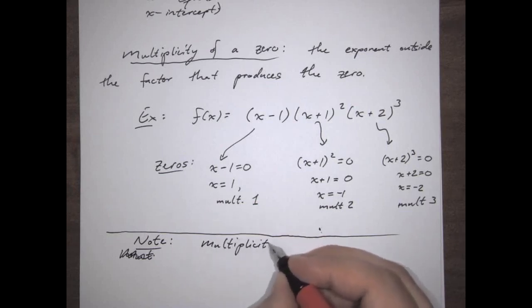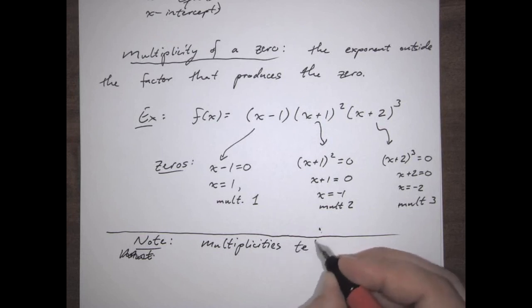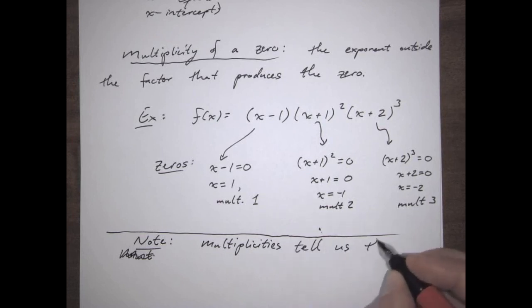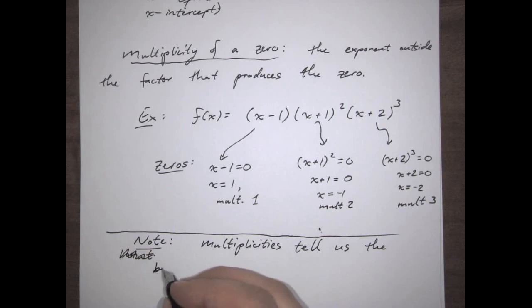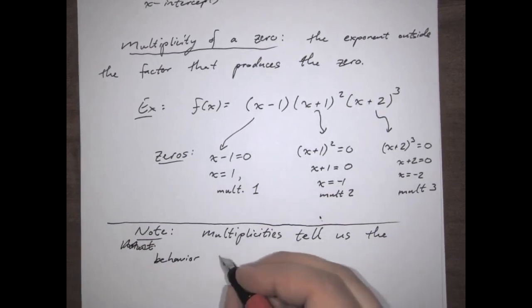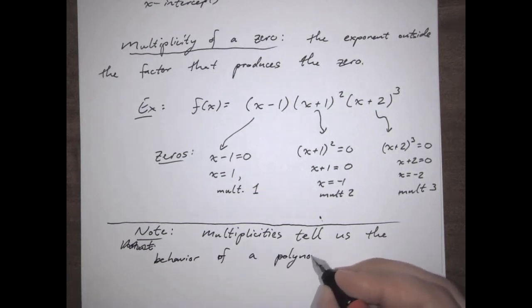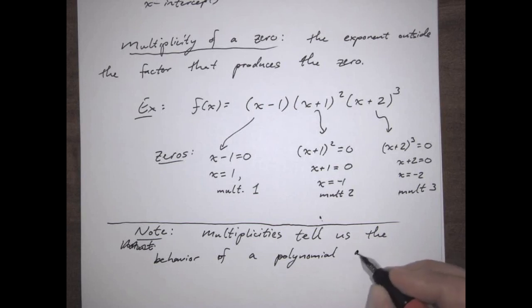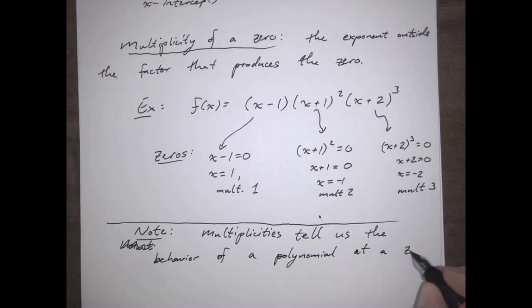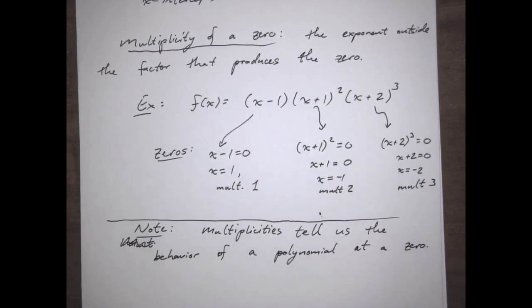Multiplicities tell us the behavior of a polynomial at a zero. So we always know that the zero is going to be the location of an x-intercept, but what we don't know is exactly what kind of x-intercept it's going to be.